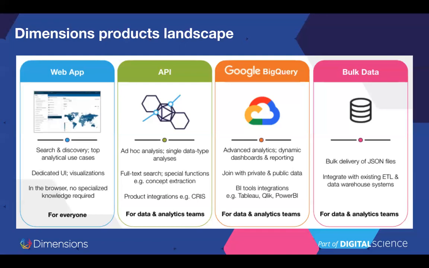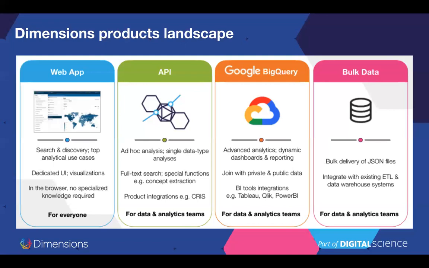And there's three ways of getting to the data. The first one is the API. That's what I'm talking about today. The API is geared a little bit more towards ad hoc analysis, where you're looking at one single data type at a time. So the API allows you to perform full text search, just like you do with the web application. And it's primarily used, and we'll see more about that, when you're essentially trying to build some sort of integration with another tool.